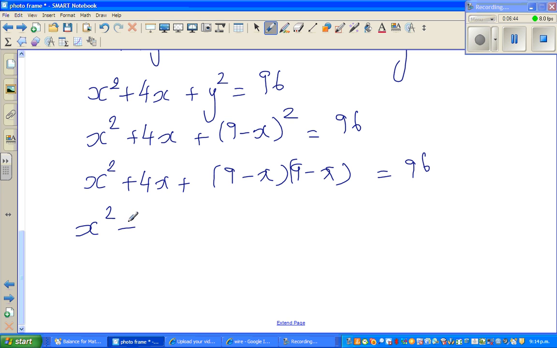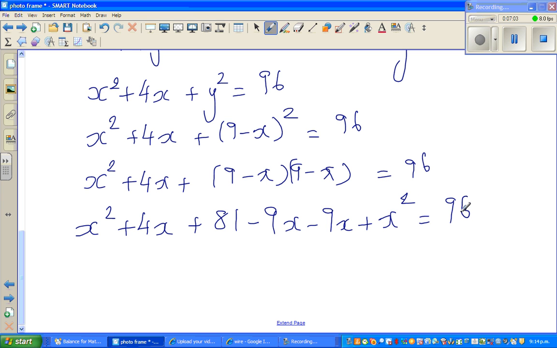This is x squared plus 4x. So foiling this out, 9 times 9 is 81. 9 times minus x is minus 9x. Minus x times 9 is again minus 9x. And minus x times minus x is plus x squared. You're almost there. Is equal to 96. So you got an x squared. So let me group it. So it's x squared plus 4x minus 9x minus 9x plus 81.